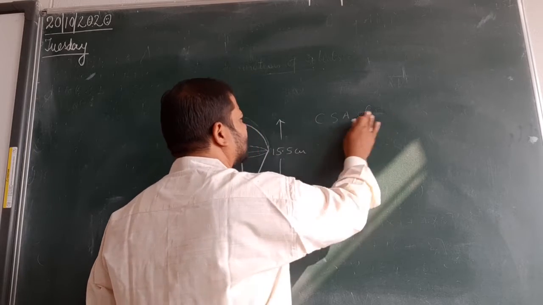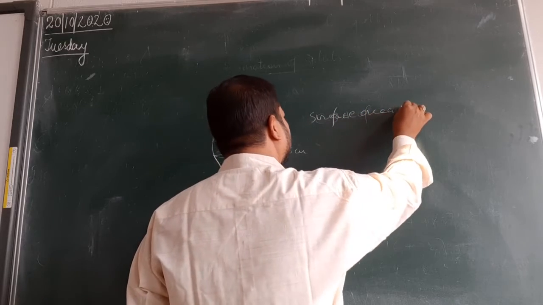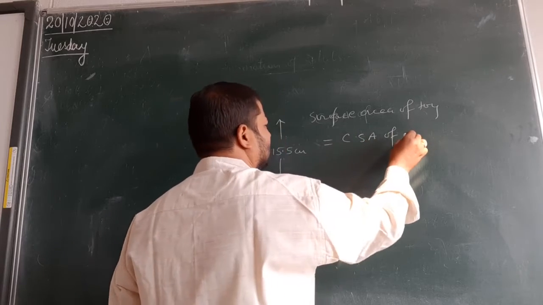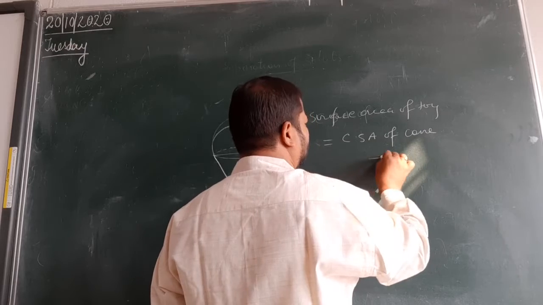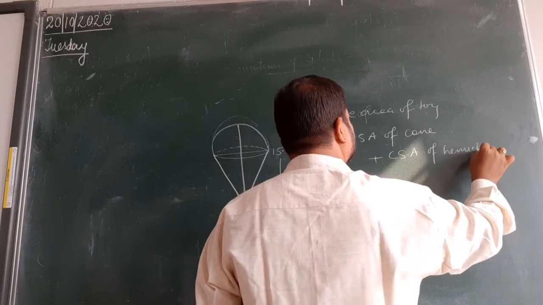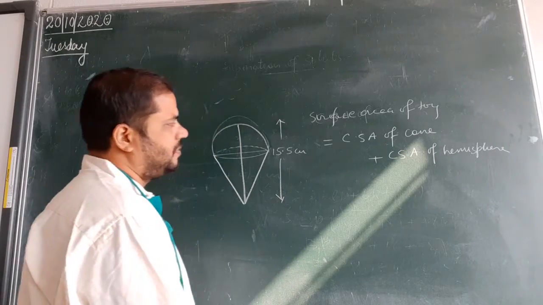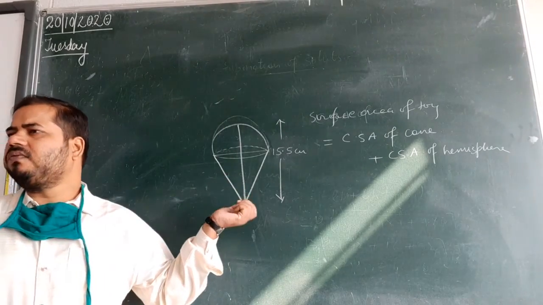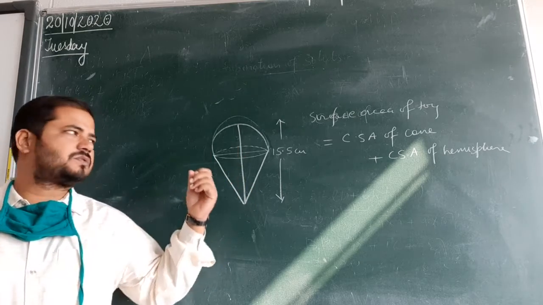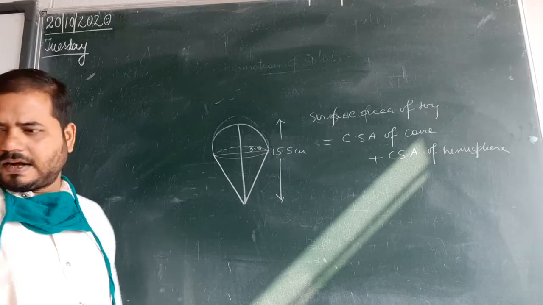So the required surface area of toy is nothing but CSA of cone plus CSA of hemisphere. And this is nothing but pi r l, the surface area of cone, you know, class 9, and 2 pi r square. So first you find l. What is l? The radius is 3.5, and the height of cone is also given.